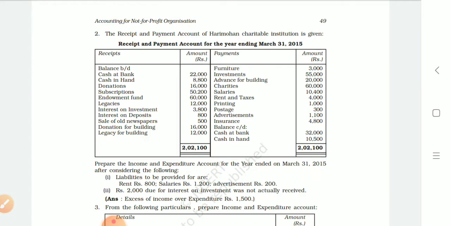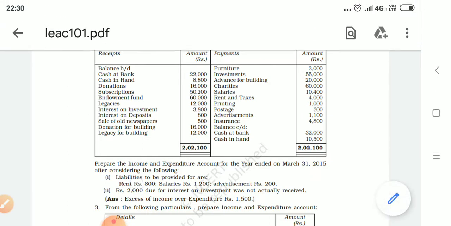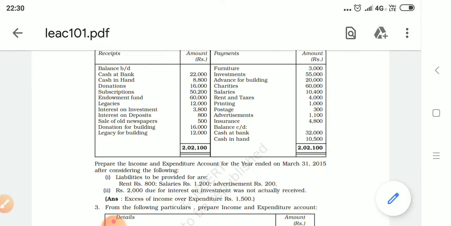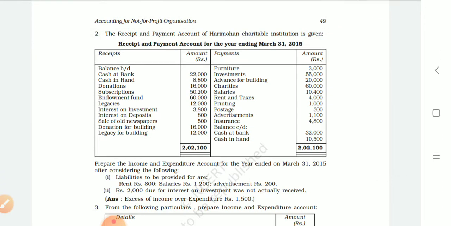Now let us see the adjustments. You have liabilities to be provided for. Liabilities to be provided for means outstanding expenses. So you have rent outstanding, salary outstanding, and advertisement outstanding. Then rupees 2,000 due for interest on investment was not actually received, so it is income accrued. Now we will see how to solve the sum.